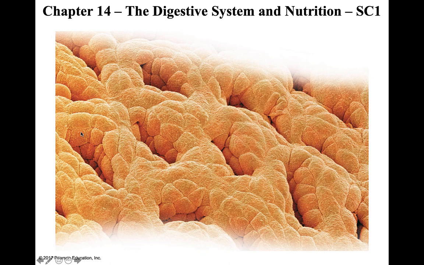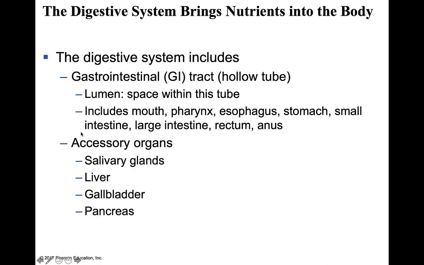Chapter 14, the Digestive System and Nutrition, Screencast 1. Now, this particular chapter is focusing on two things. The first thing we'll talk about is the digestive system, and you're going to hear the digestive system referred to in a number of different ways. You may hear GI tract, gastrointestinal tract, alimentary canal, alimentary system. All of those are other names that are used to describe the digestive system.